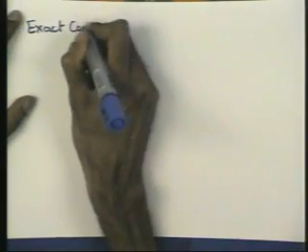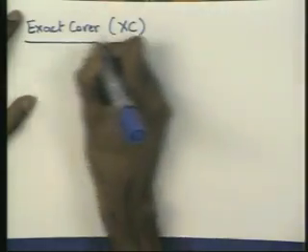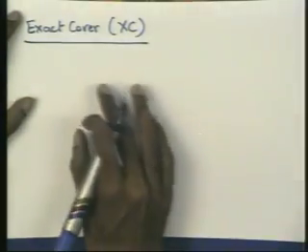Okay, so this proves that 3VC is NP complete. Okay, our next problem is called exact cover, and it goes by XC, exact cover.